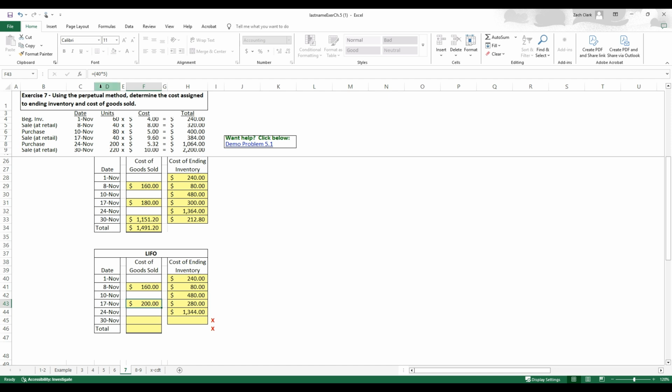We've got 20 units left in this layer. We've got 40 left here because we sold 40 on the last one. And then we added 200 more. And then we're selling 220. So 200 are going to come from this layer, and then 20 are going to come from that layer. I think that will do it for us.